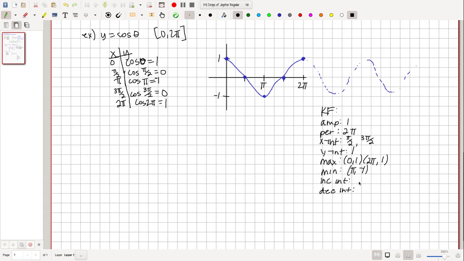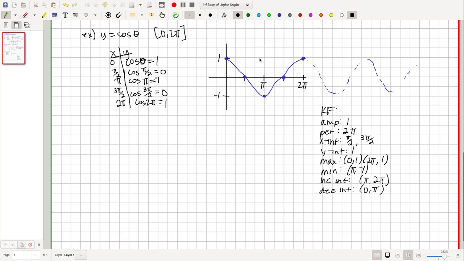Okay, so increasing intervals, since we just have this one period, we just have one increasing interval. So it's this right here. So that is occurring from pi to 2 pi. Decreasing interval is from 0 to pi. If we wanted to talk about domain, the domain for this particular graph was given up here. Now, if they didn't put restrictions on your graph, technically the domain would be -infinity to +infinity. But your range would definitely be from -1 to +1 because it's not going to go any higher or any lower.